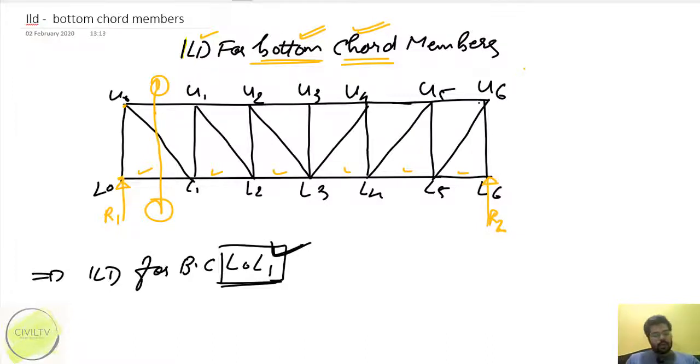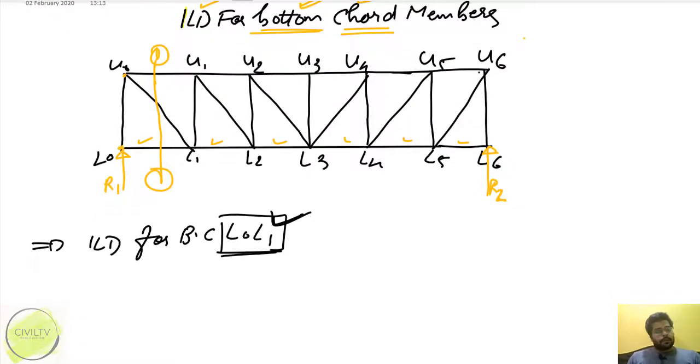So how will it look? Okay, just observe this thing. I've taken a section 1, and if I consider a unit load on the left of the section, this is my section. If I'm considering any unit load on the left of the section, suppose my unit load is on the joint L0. Okay, my unit load 1 kilonewton is on the joint L0.